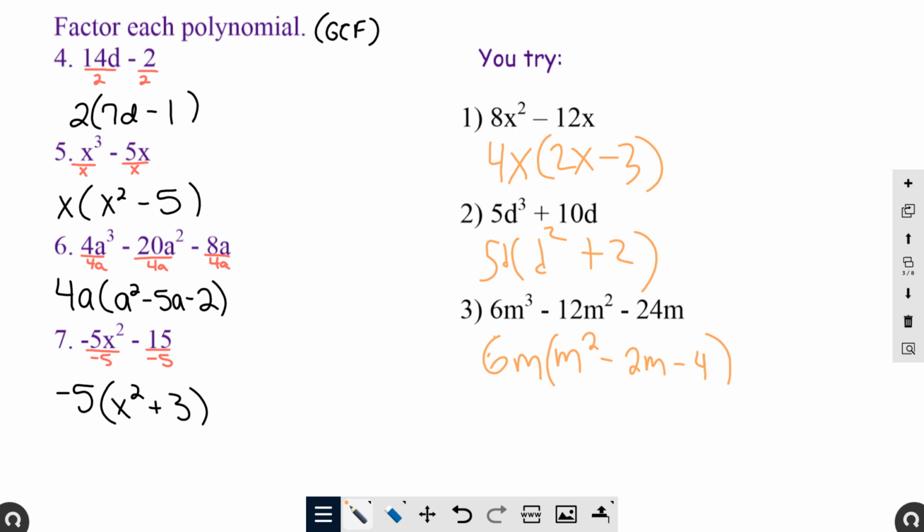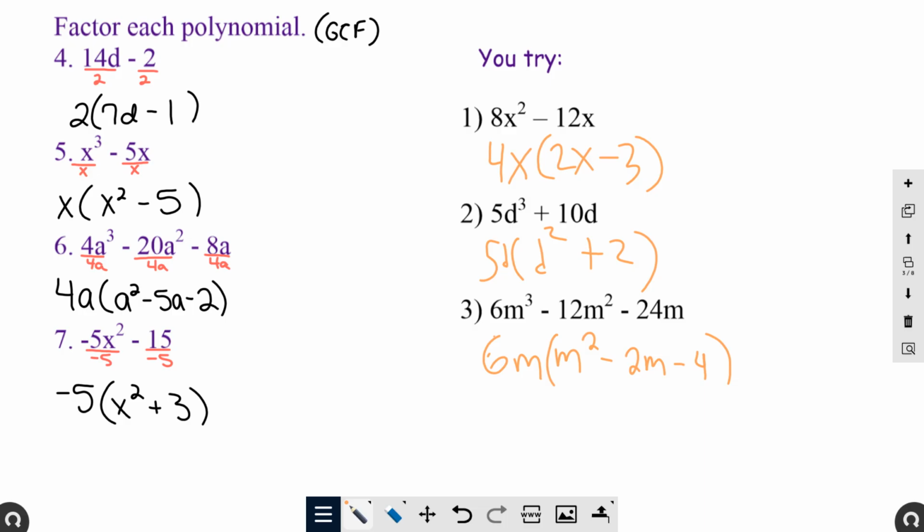All right, did you guys get the same thing? Let's just double check. I like to look at my parentheses. Do they have a GCF of 1? Looks like they all do. If I distributed back, that would be an 8x squared minus 12x, 5d to the third minus 10d, 6m to the third minus 12m squared minus 24m. Very good. Give yourselves a round of applause.